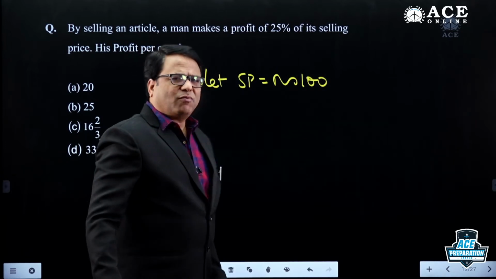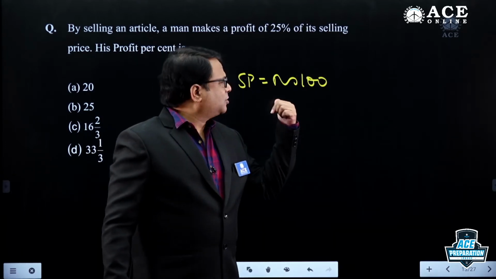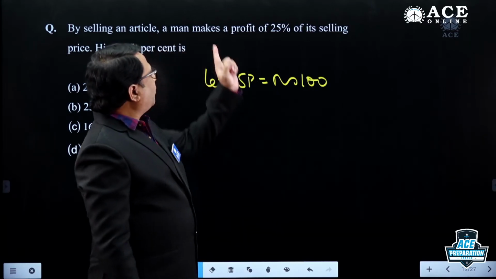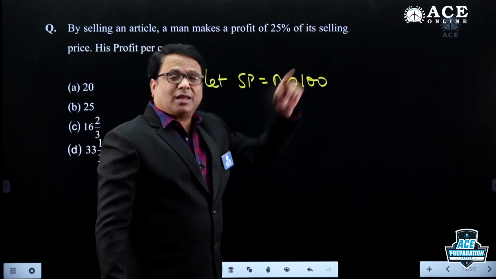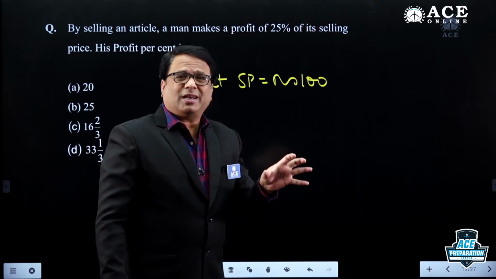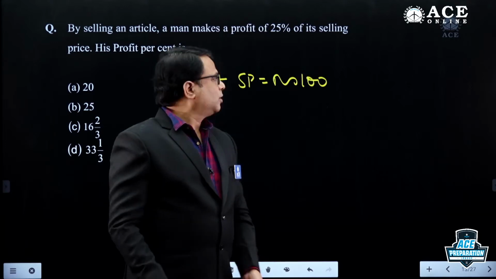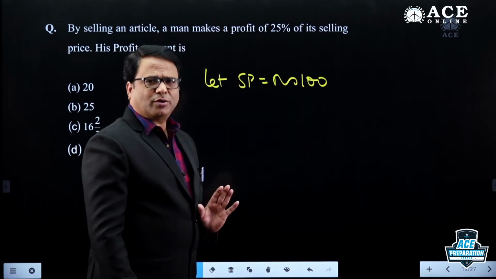Now, one of you may ask me, why am I assuming selling price instead of cost price? Because it is clearly given profit is calculated on selling price. So, unless we know the selling price, we cannot arrive at how much the profit is. So, I assume the selling price is 100 rupees.